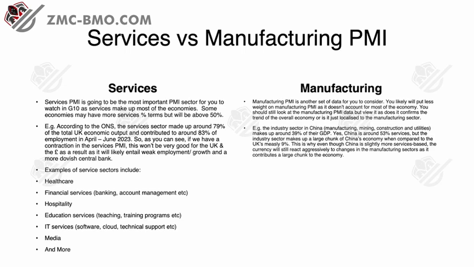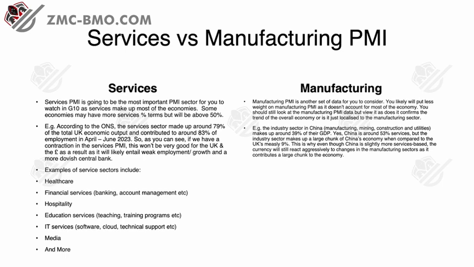Now, for example, the industry sector in China, so manufacturing, mining, construction, and utilities, makes up around 39% of their GDP. Yes, China is around 53% services, but industry makes up a large chunk of China's economy compared to the UK's measly 9% for manufacturing. This is why, even though China is slightly more services-based, the currency will still react aggressively to changes in the manufacturing sectors overall. How's manufacturing in general doing? How's the mining? How's the construction? How are the utilities? The currency will react aggressively to these changes as they contribute a large chunk to the economy.